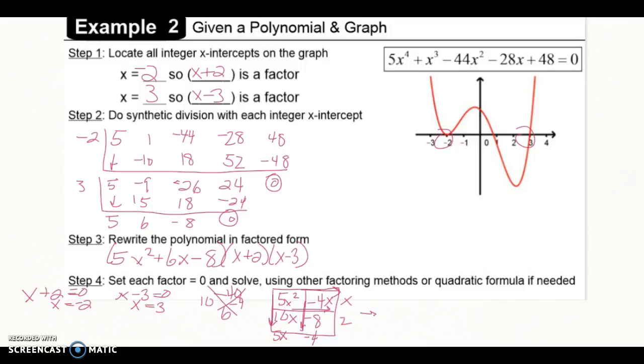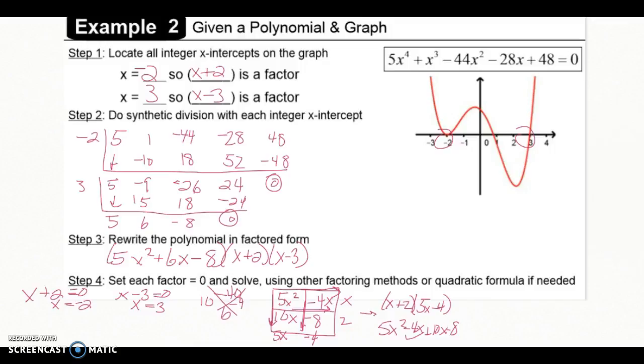So that tells me that x plus 2 times 5x minus 4 are the factors of 5x squared plus 6x minus 8. We can check. Multiplying this out, x times 5x is 5x squared. X times negative 4 would be minus 4x, plus 10x from the 2 times 5x, minus 2 times negative 4, negative, minus 8. And this is equal to that. So yeah, this checks. So these are the other two factors.